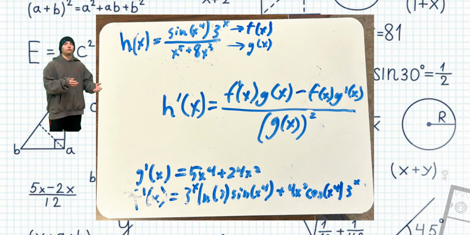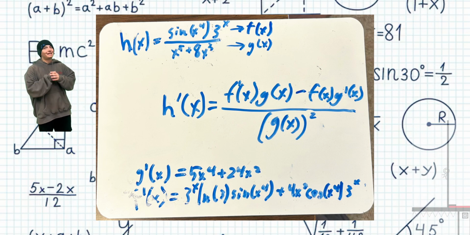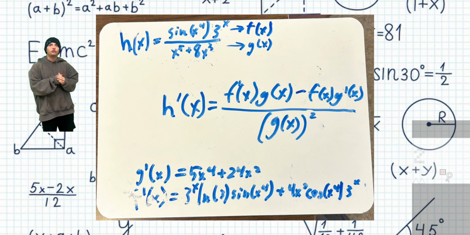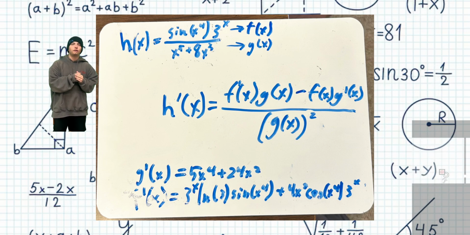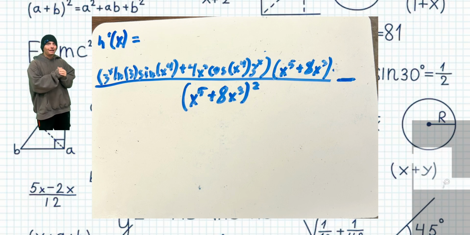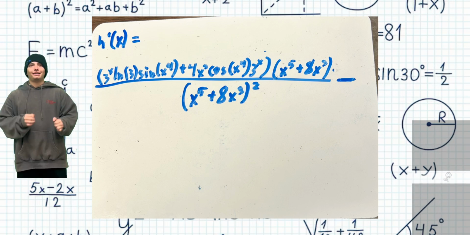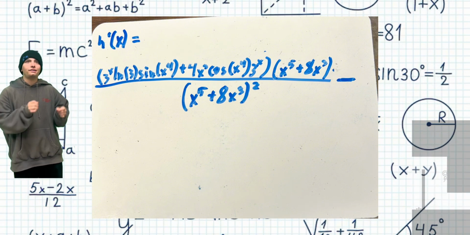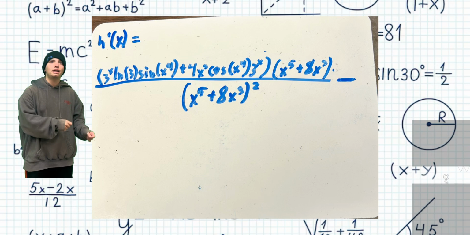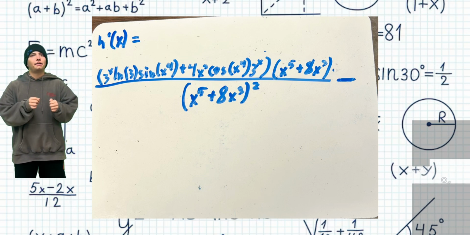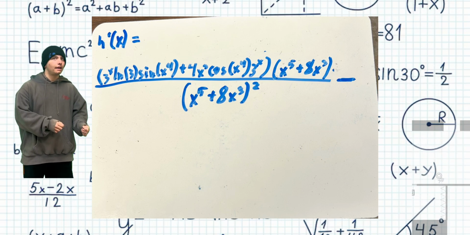Now we use the quotient rule to solve this equation, which is h prime of x equals f prime of x times g of x minus f of x times g prime of x, all over g of x to the power of 2. So substituting this all in, we get h prime of x equals 4 times x to the power of 3 cosine x to the power of 4 times 3 to the power of x, plus sine x to the power of 4 natural log of 3 times 3 to the power of x. This is all multiplied by x to the power of 5 plus 8x to the power of 2.